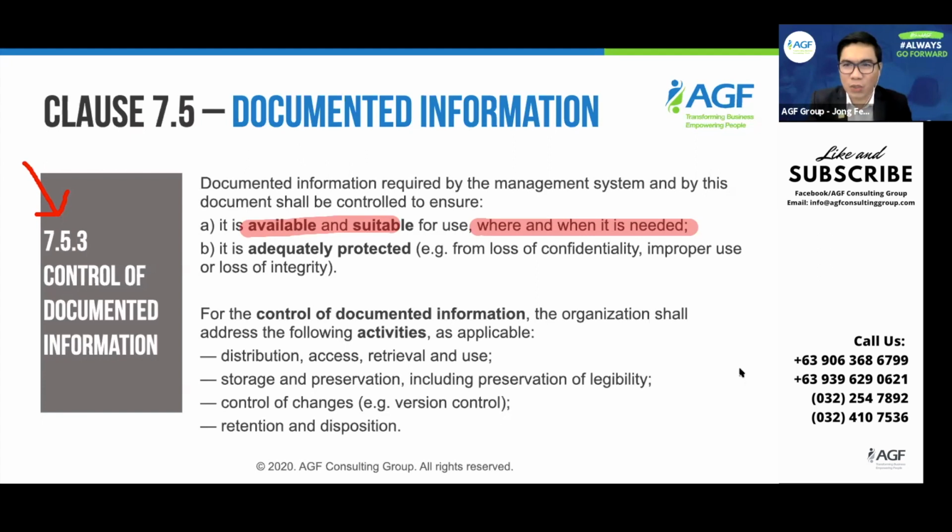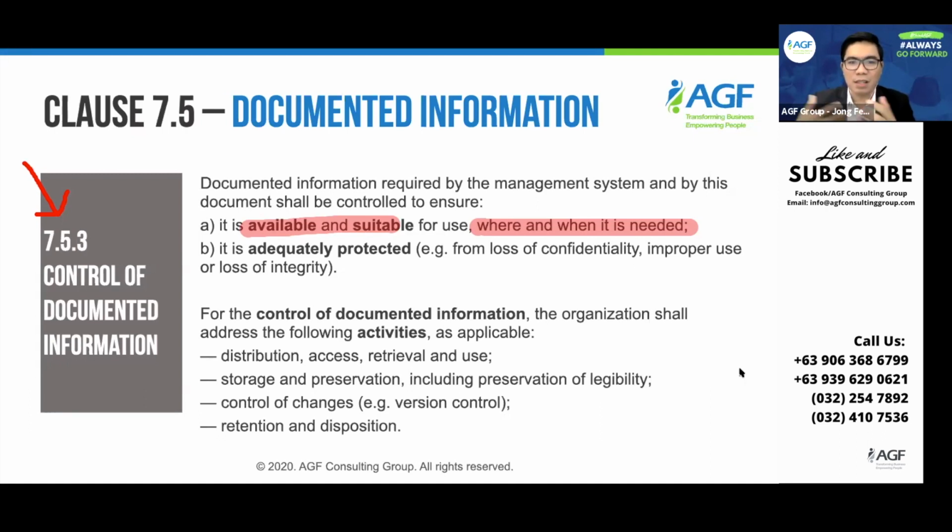Now, how do we control it? Okay, so that's what 7.5.3 is all about. You have first to understand where you are going to distribute this, the availability of the document. If you have about five different departments, you probably have accounting, finance, operations, sales and marketing, and let's say human resource. If you decide that you have to make sure that this documented information is available in these respective departments, I'm going to distribute this to the respective departments. So that's what we mean by availability.